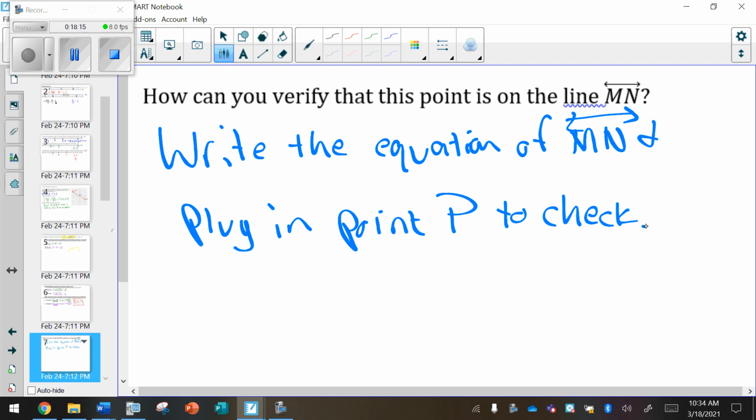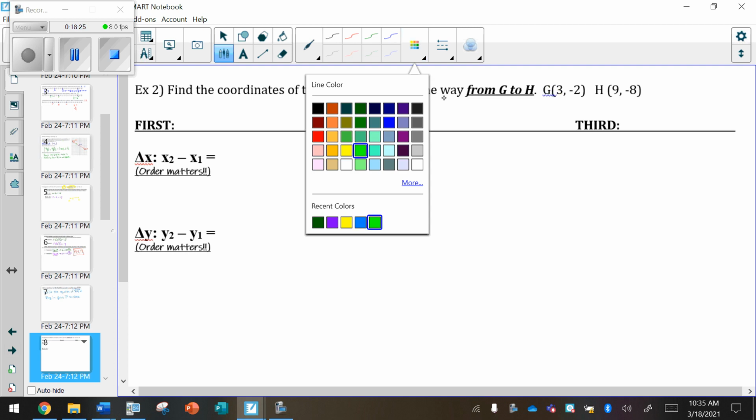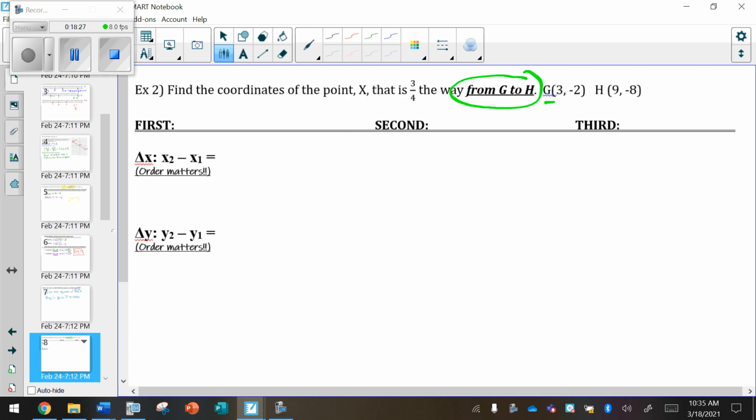So let's do it again. Find the coordinates of the point X that is 3/4 of the way from G towards H. We're going from G towards H. Visually, here's G, here's H. I want to go 3/4 of the way, and that's X.